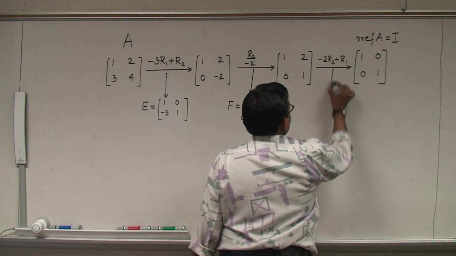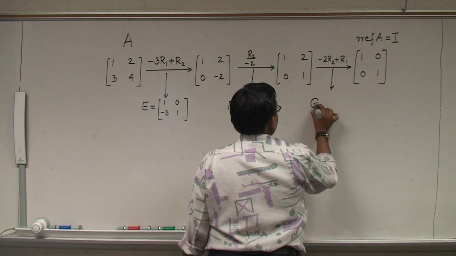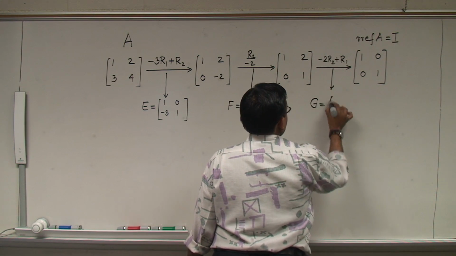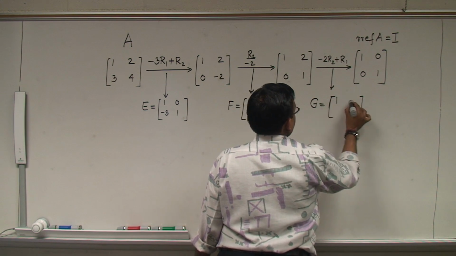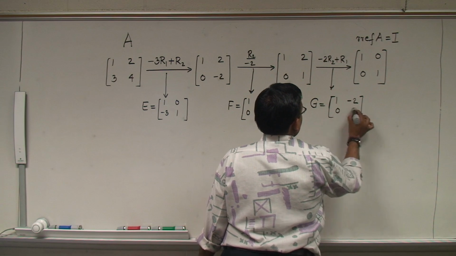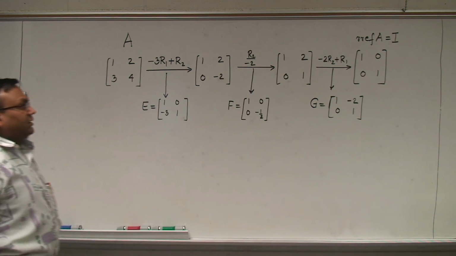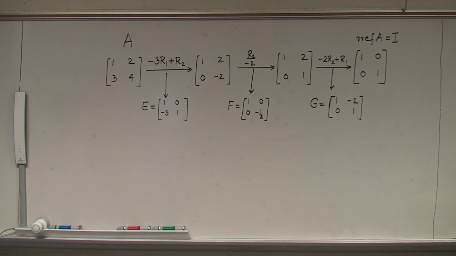And let me call this one, say, G. The elementary matrix corresponding to this would be 1, minus 2, 0, 1. So minus 2 times row 2 added to row 1.